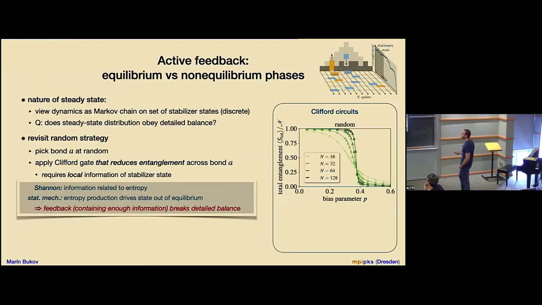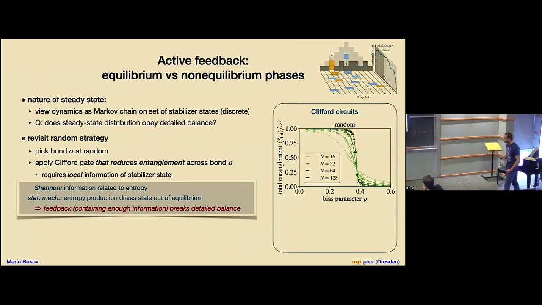Now, Shannon tells us that whenever there's information involved, then there's also entropy. And we know from statistical mechanics that if you produce entropy, then this drives a system or a state out of equilibrium. And so what this means is, at least, it gives us an intuitive way to understand why feedback control, whenever it contains a sufficient amount of information, actually can break detailed balance, even though the dynamics is purely unitary.